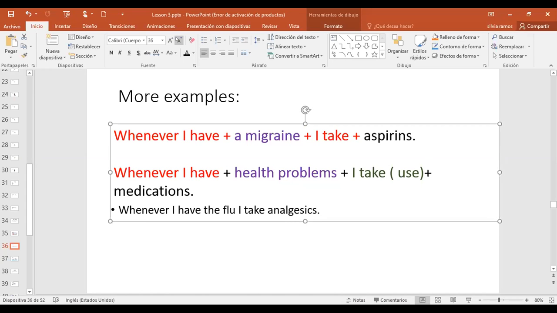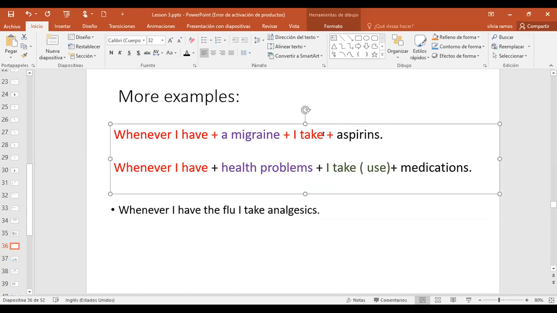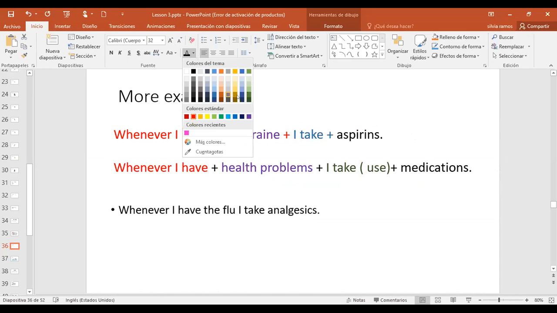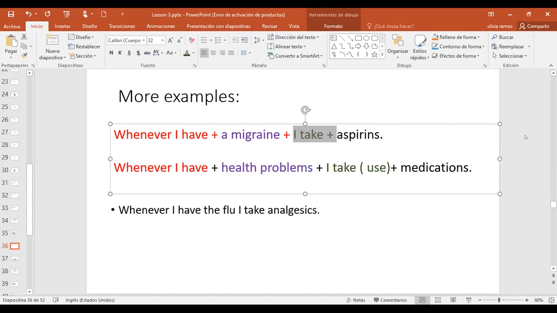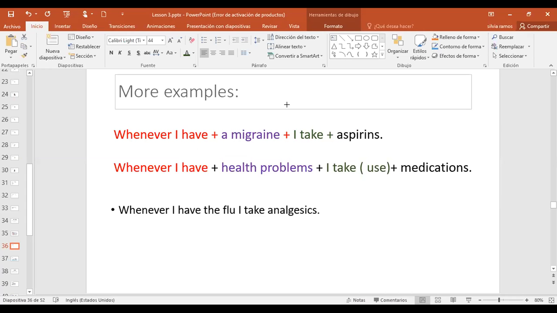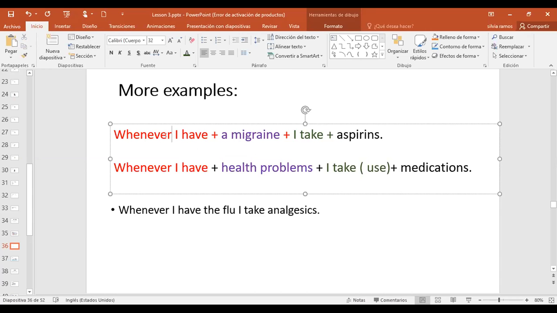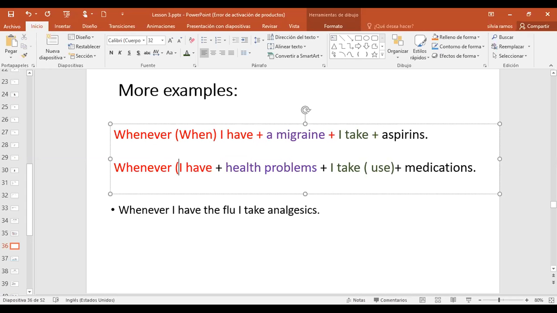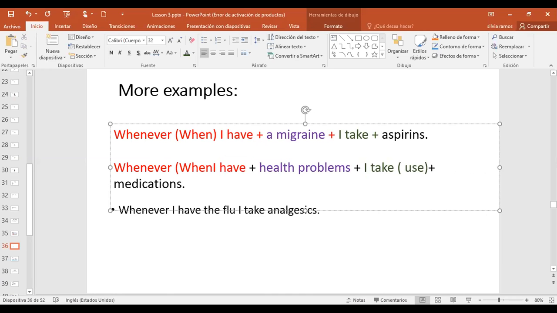So we can say use as well. It's only whenever or when I have? Both are okay. I'm giving you whenever right now because that's the one that you practiced on the video. On the videos on the platform, you have only whenever, but you can also use when. When I have. Both are right. Both are correct. Perfect, right? So we can use this too.